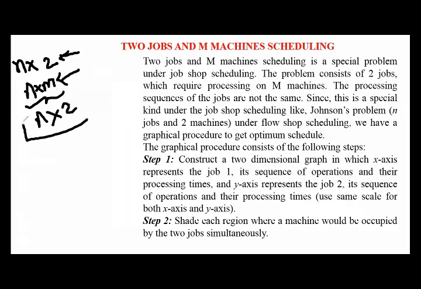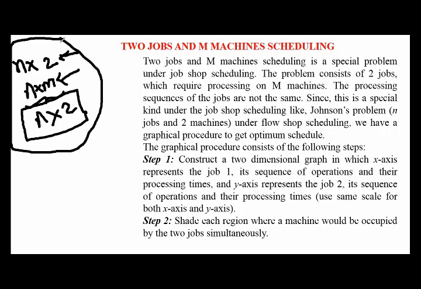Thereafter, we applied the normal sequence, that is Johnson's principle, and we calculated the optimal sequence. Then we calculated the elapsed time and idle times for those jobs. Coming to the next one, that is two jobs and m machines scheduling. In this problem, we are going to introduce a new method. The name is called the graphical method. We are going to introduce it in this example.